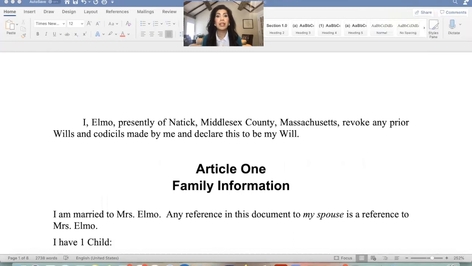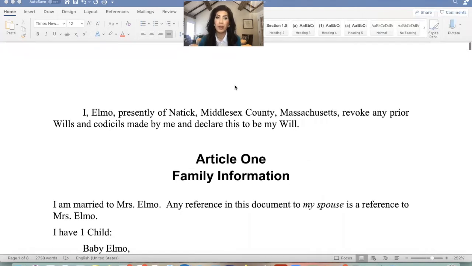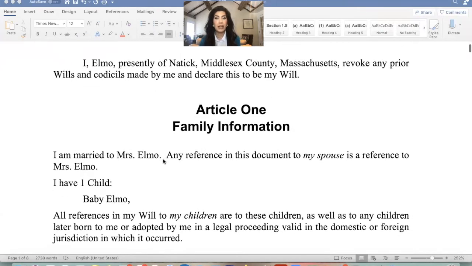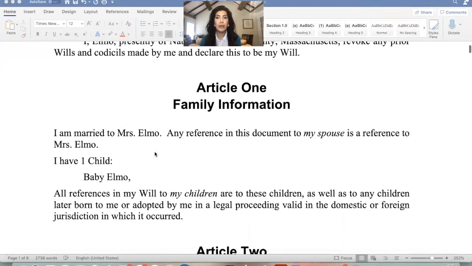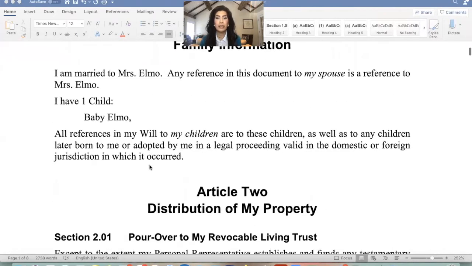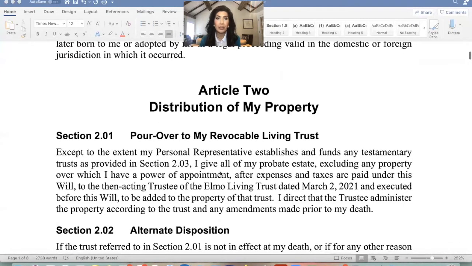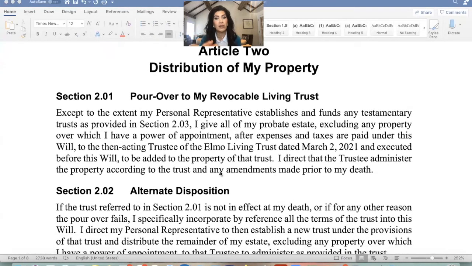So remember, if Elmo has a trust, then the trust is what has the instructions in regards to what happens upon Elmo passing away. But if things are not put into the trust, then it is the will that will control. So again, it makes it clear who Elmo is married to, who Elmo's children are, and then Article 2 talks about who inherits. If Elmo has a trust, then Elmo's trust inherits, because you want everything to go according to what the trust says. If you have children, you want that protection for the kids in those trusts that are created for them, with the trustee managing until they are of age.